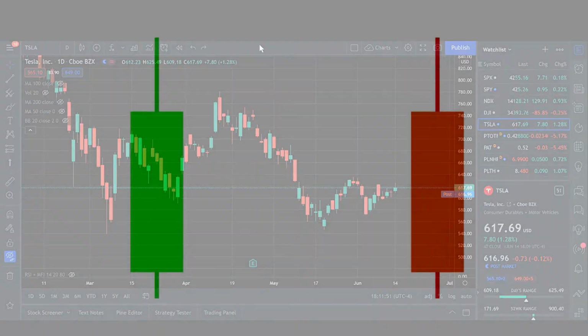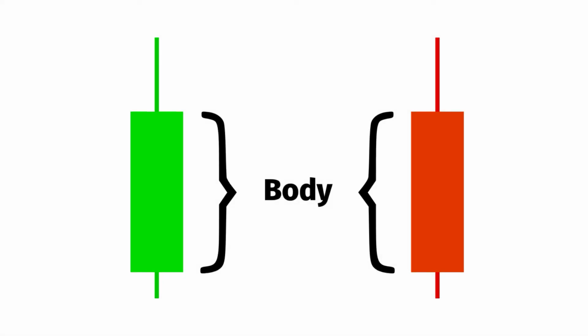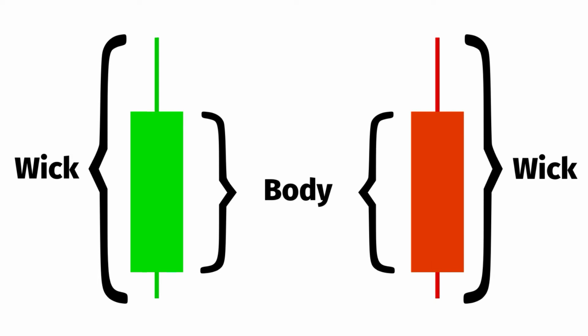Now, the first thing we have to do to understand candlestick charts is to understand what these candles actually represent. Each of these candles represents a period of time. That period of time could be as small as 1 minute or as big as 1 month. And the body of each candle, as well as the wick of each candle, tells us a lot of information about what exactly happened during that period of time with the stock.